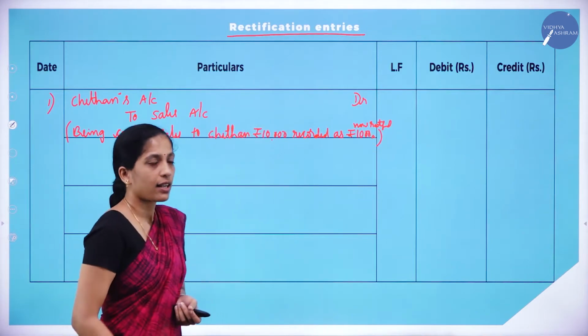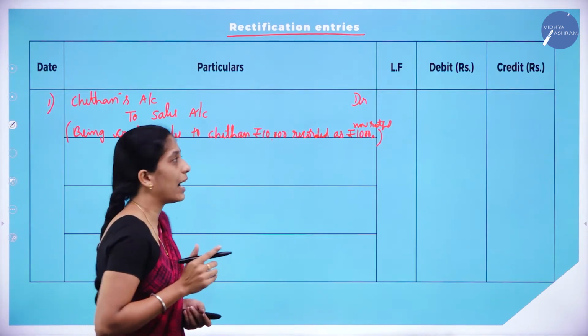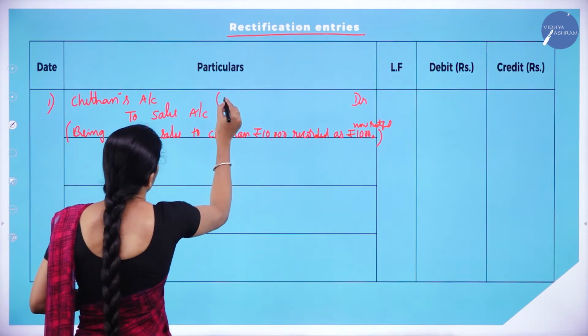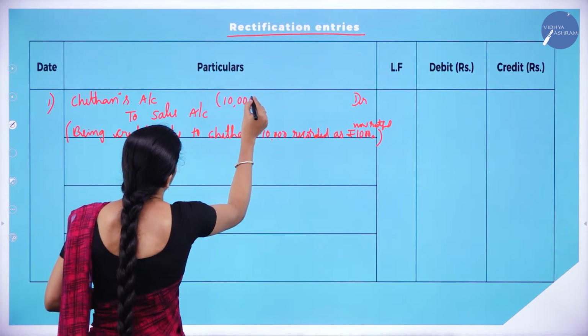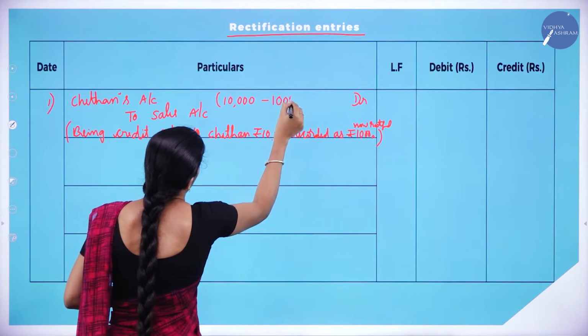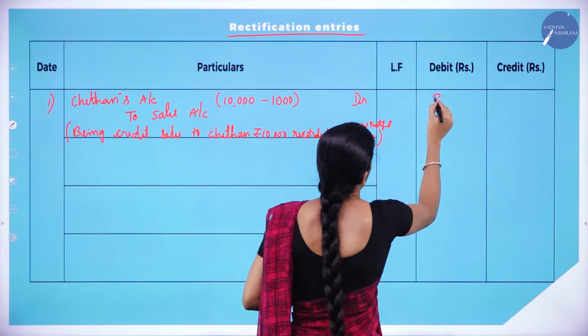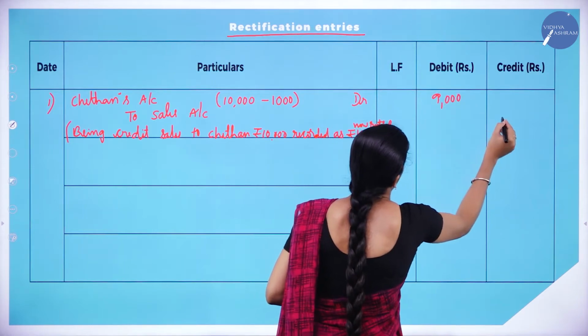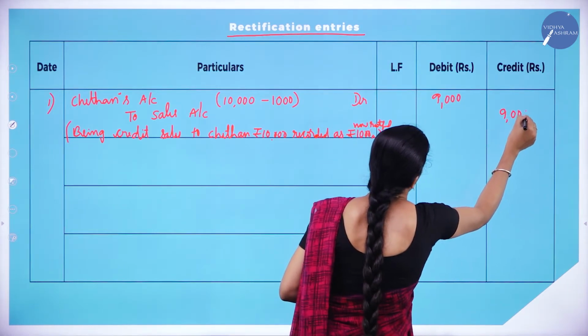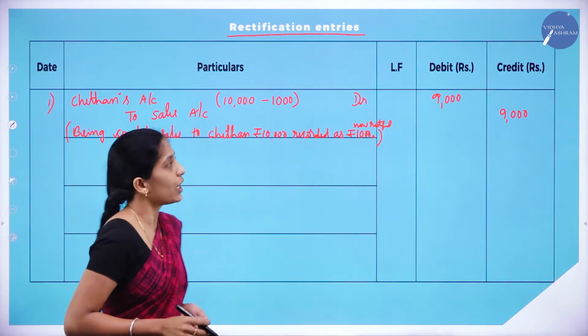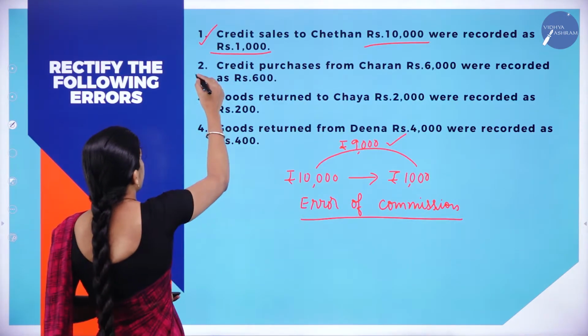Now, what is the amount you have to record? The actual amount is rupees 10,000, but how much did they record? It is 1,000. So the difference amount you have to record is 9,000: 9,000 in the debit side and 9,000 in the credit side.